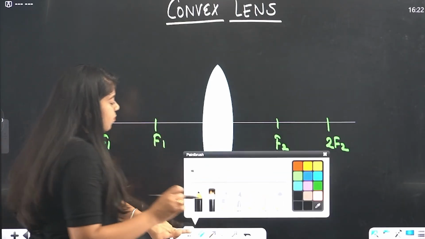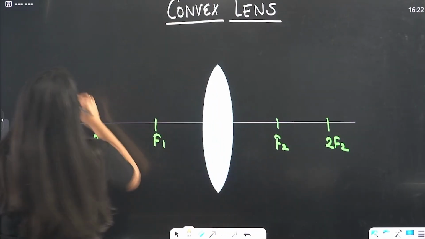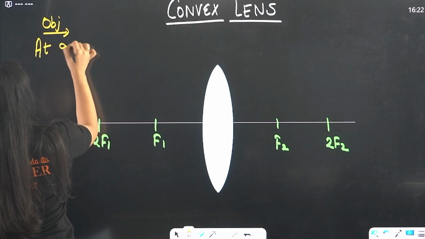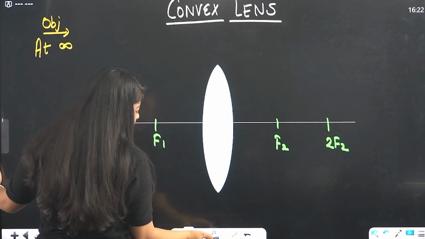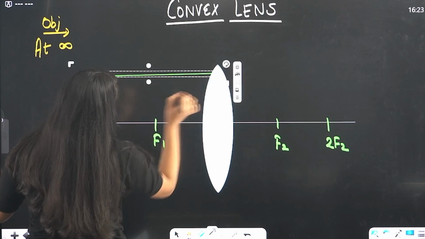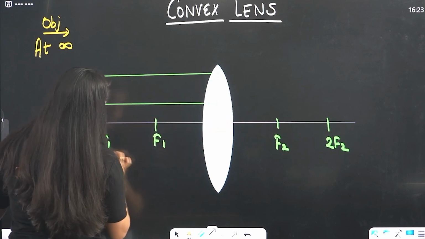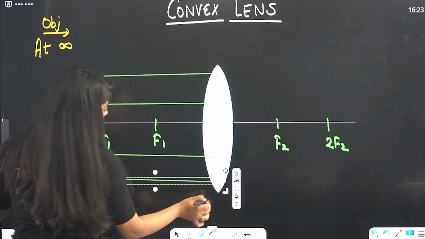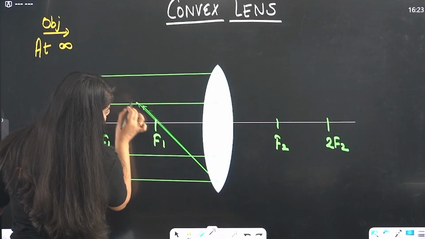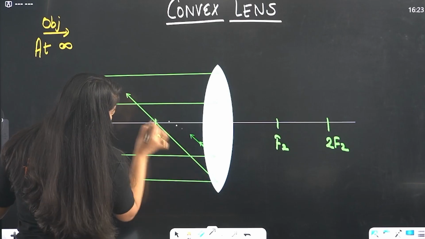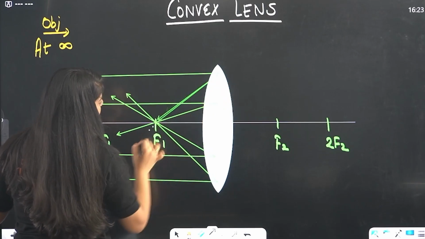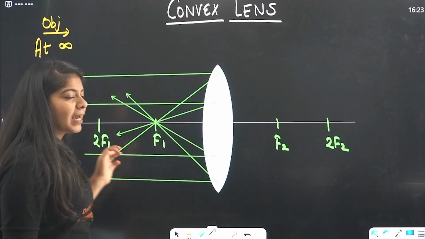So first, the object will be at infinity in the first case, right? We all remember. Now the rays will go parallel. We know that. All the rays will go parallel. And they will reflect back and they will pass from focus. Is it true, everyone?